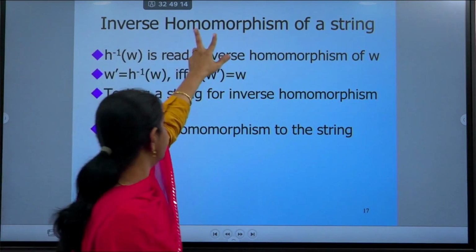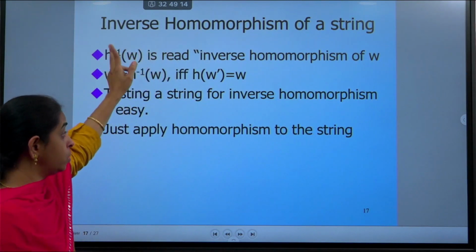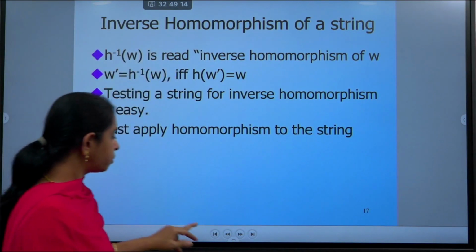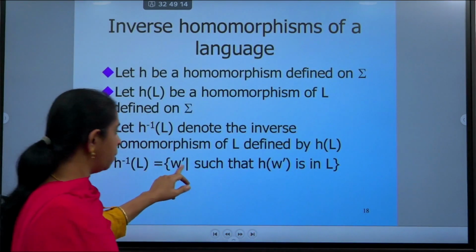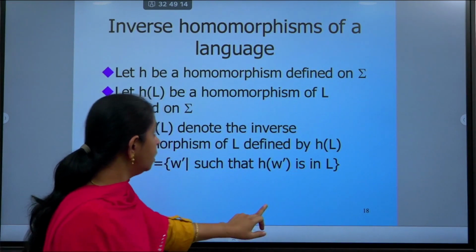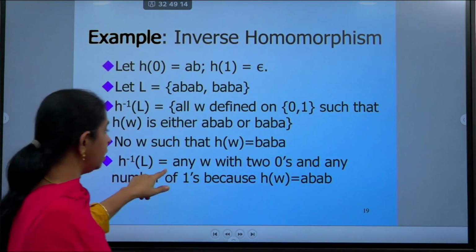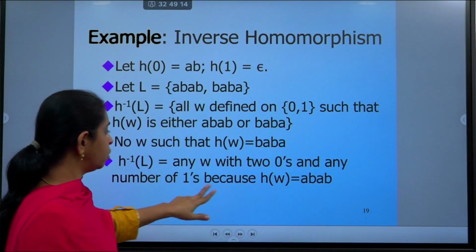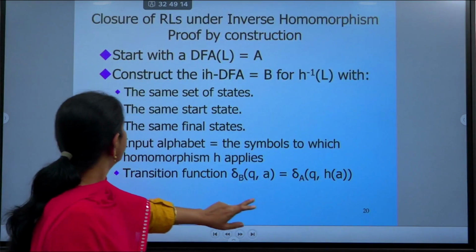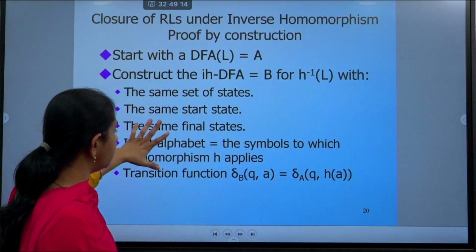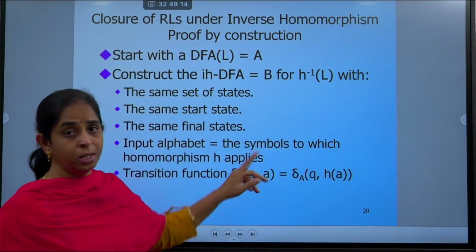Next, inverse homomorphism. Whenever we have a string W, the h inverse of W, the reverse homomorphism, is also under the closure property. If you see h inverse of L, that is the set of W dash such that h of W dash is in the regular language. See the example: h inverse of L, any W with two zeros and any number of ones, where h of W is A B, A B. If you see the proof here, we have any number of input alphabets and symbols, and h inverse of L will be a regular language.